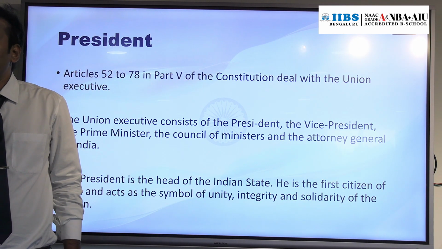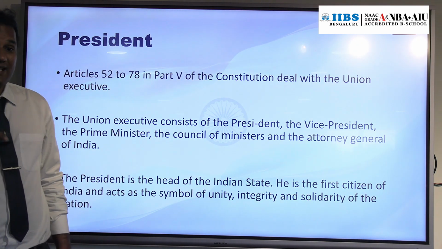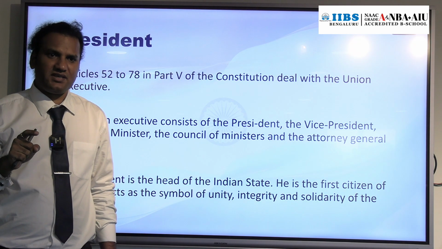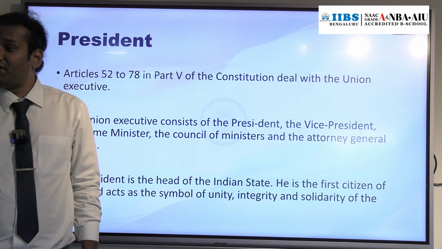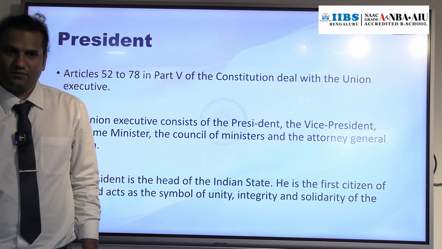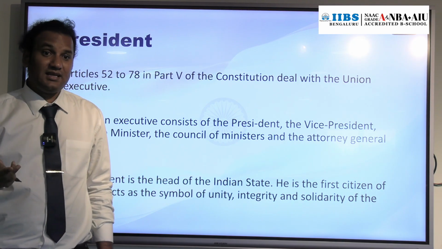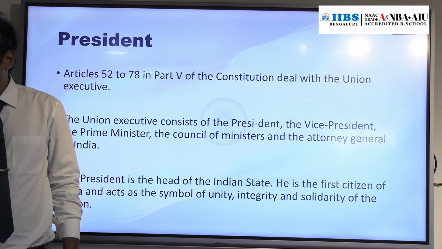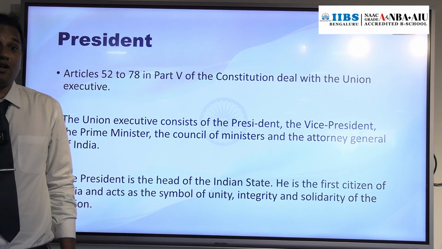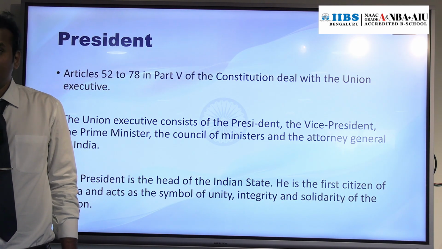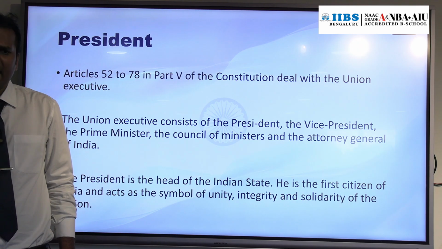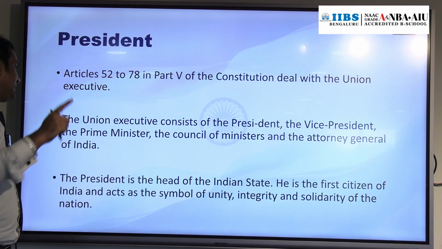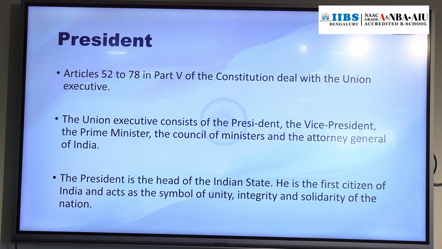If the President of India is not available, then the Vice President will act as the President of India. If the Vice President is also not available, then the Chief Justice of India shall act as the President of India. If the Chief Justice of India is also not available by chance, then the senior most judge of the Supreme Court shall act as the President of India. So, at any instance there shall be a President of India.